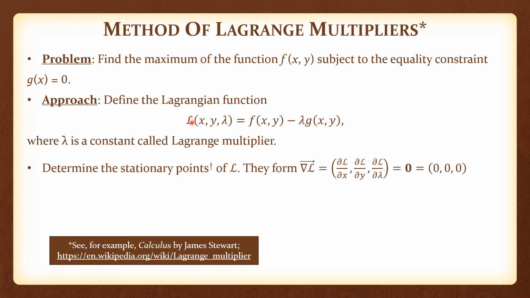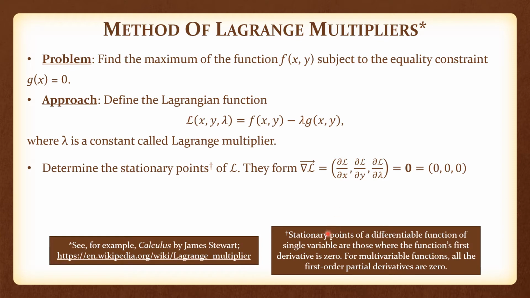And now we determine the stationary points of this new function L. What are stationary points? If you have only one variable instead of more than one variable, stationary points of a differentiable function of a single variable are those where the function's first derivative is 0. So if you have a function of a single variable, any stationary point is wherever the function's first derivative is 0.